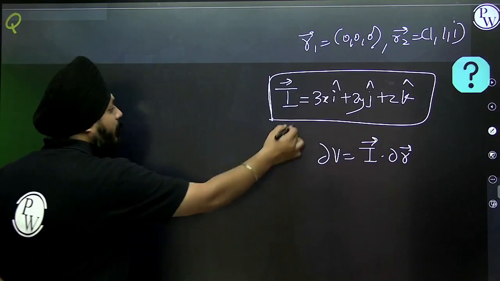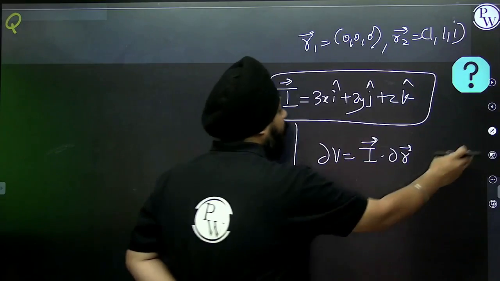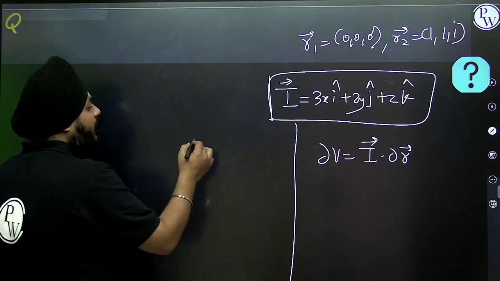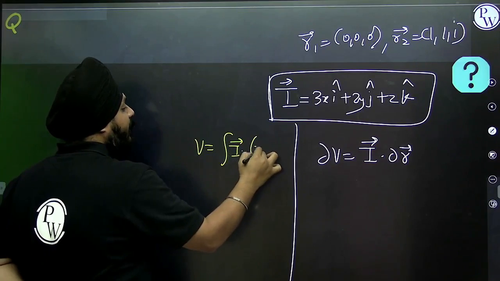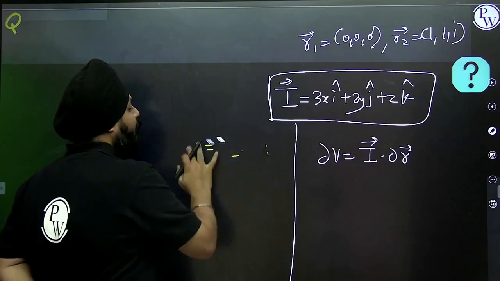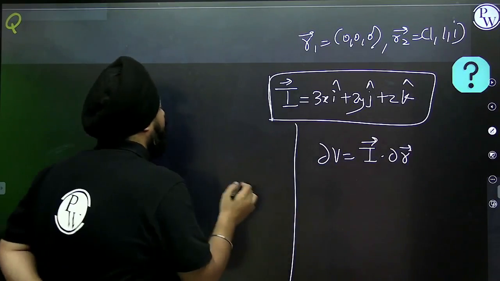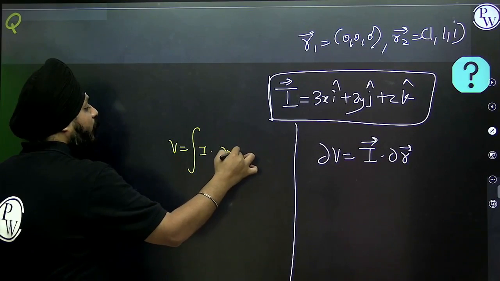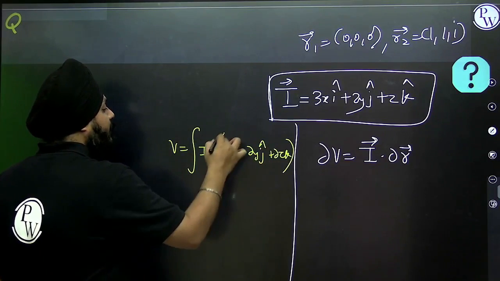Now let's solve this using the relation between the potential and the potential energies. Integrating on both sides we are getting I dot dr. Can I replace dr as del x of i? Can we write this simply? Integrating the expression on both sides, we are getting V equal to the integration of I dot del x of i plus del y of j plus del z of k.